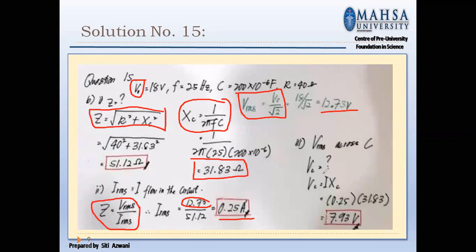Third question, you want to calculate the VRMS across the capacitor. How to calculate the voltage across the capacitor? You need to consider the capacitive reactance XC in your calculation. Formula VC equal to IXC, where I is the IRMS, value 0.25, times 31.83. Then you got the final answer for the VRMS across the capacitor.